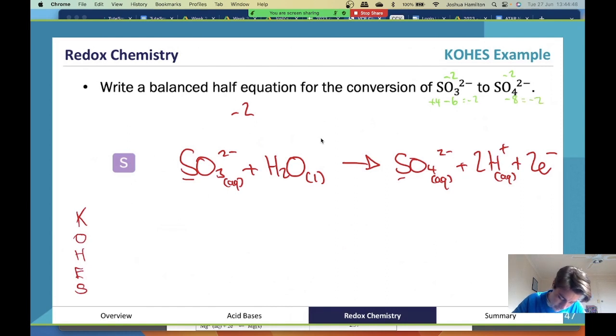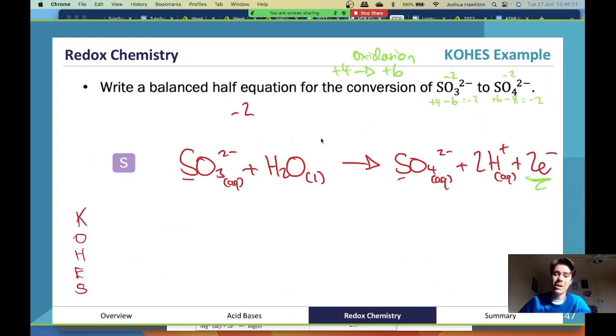So therefore I need this to be +6. So I've gone from +4 to +6. So +4 to +6 here. So where are we? We're at +4 to +6. That is a loss of electrons. So it is oxidation. Oxidation involves loss. Oxidation has its electrons on the right, because it always loses electrons on the right. And as you can see, the electrons here are on the right.